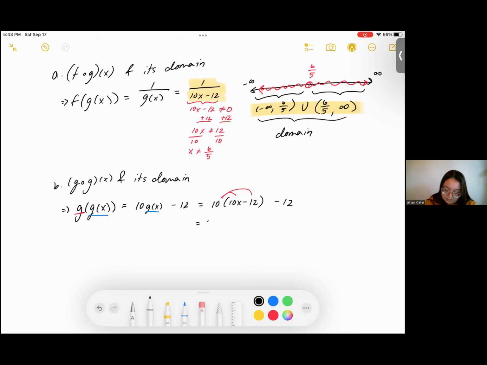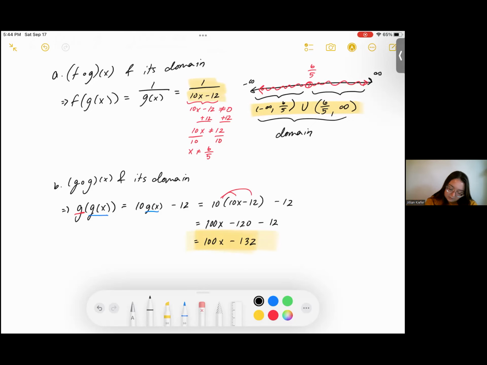10 times 10x would be 100x. 10 times 12 would be 120, minus 12. So we have 100x minus 120 minus 12. That's like saying plus negative 120 plus negative 12. And when we add two negatives together, they become more negative. So this will give us 100x minus 132. So this is our composition function. g of g of x is 100x minus 132.